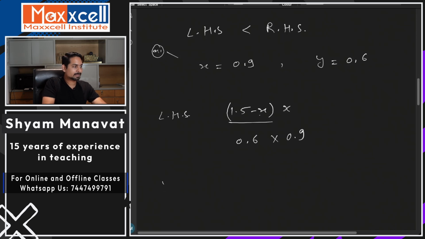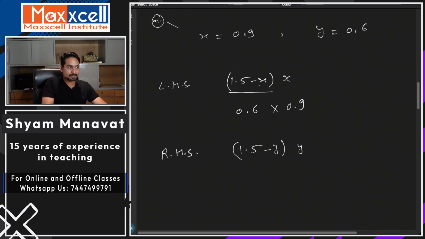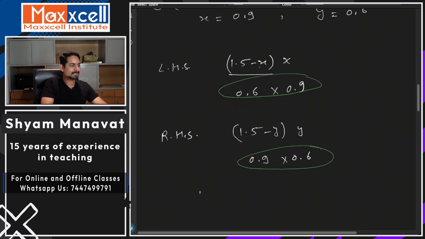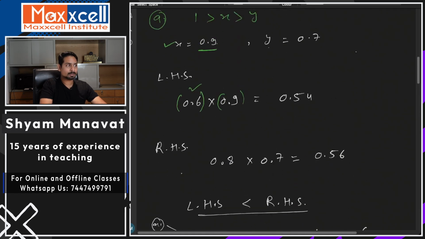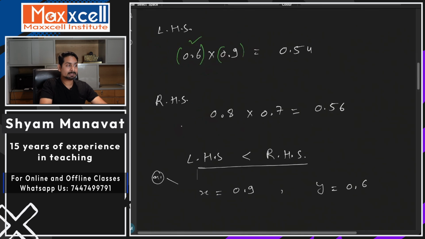Right hand side is possible to be the same. Think about it. 1.5 minus y into y. So if I consider y equal to 0.6, that's going to be what? 0.6. So 1.5 minus 0.6 is going to be 0.9 into 0.6, right? Now think about it. This is your left hand side, this is your right hand side. Are they not equal? They are equal. So it is possible to have left hand side equal to right hand side, which we don't want. What do we want? Left hand side less than right hand side, but that is possible for a few points, and for few points it could be equal also. Think about it.